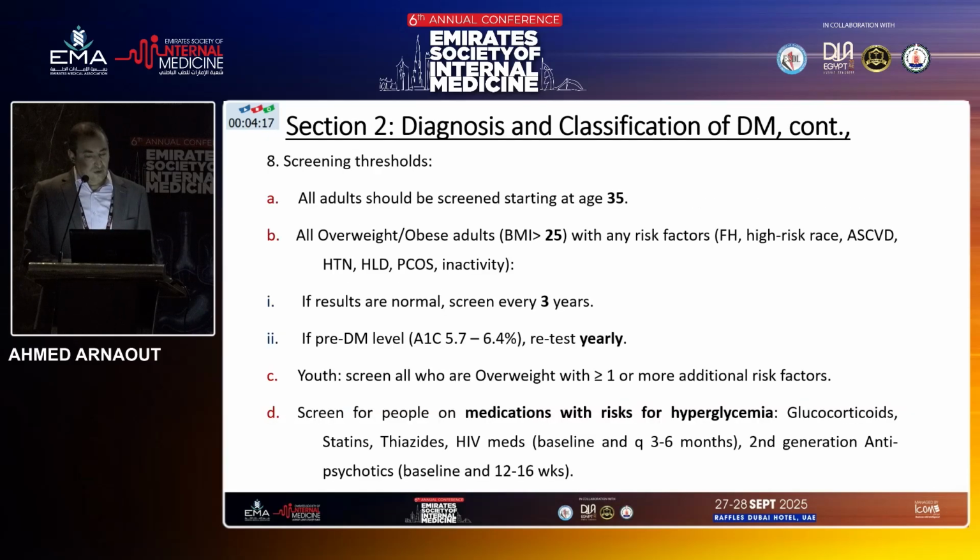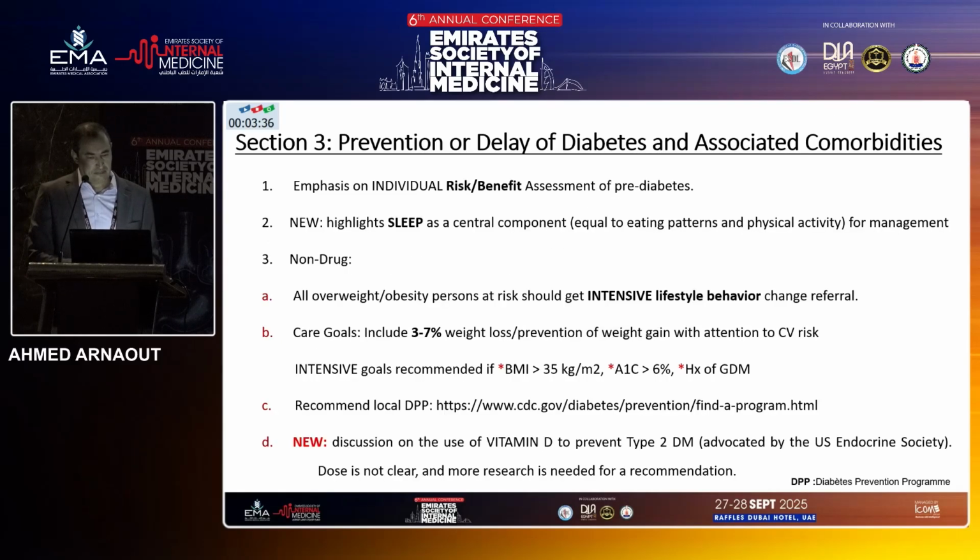In the diagnosis and classification, also, who should be screened for diabetes? They stated that all adults above 35 should be screened, or overweight or obese patients with BMI above 25. If the results are normal, we can follow every 3 years. If the HbA1c is between 5.7 and 6.4, which indicates increased risk of diabetes or pre-diabetes, we can check on a yearly, annual basis. Youth who are overweight should also be screened, and some patients, as we know, could be on medication that can cause hyperglycemia, like steroids, thiazides, antiretroviral medications, and antipsychotics.